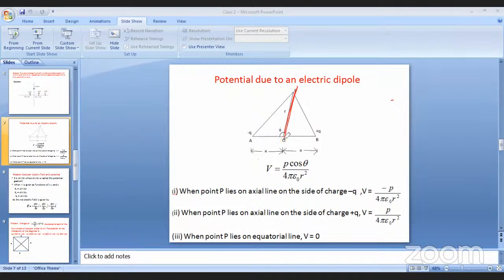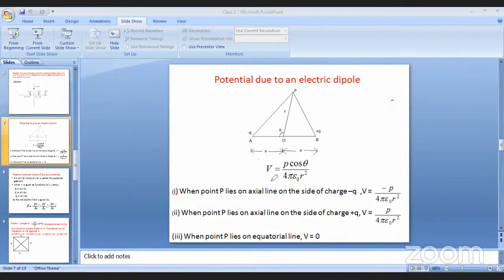And this point P is at a distance r from O, and the line joining this point O and this point P makes an angle theta. You can also take theta to this side also, no issues. So the electric potential due to this dipole is given by V equal to P cos theta by 4 pi epsilon naught r square. So this is the electric potential due to this electric dipole.